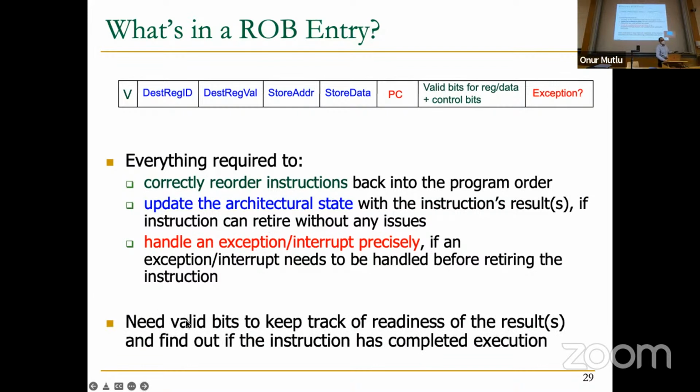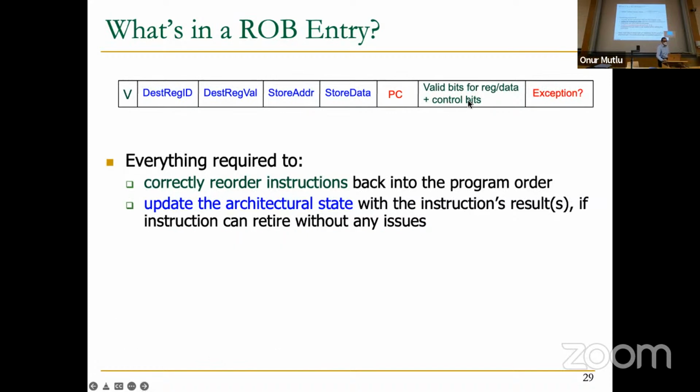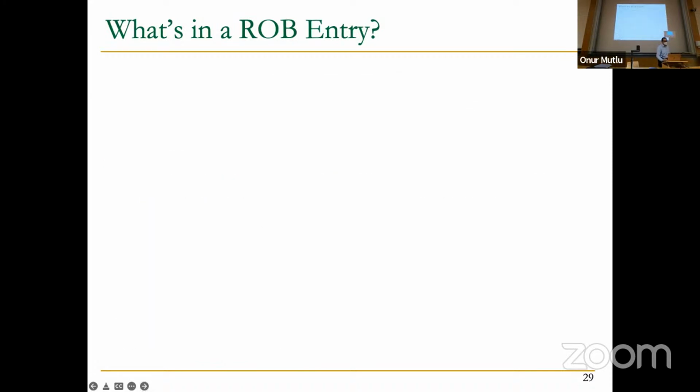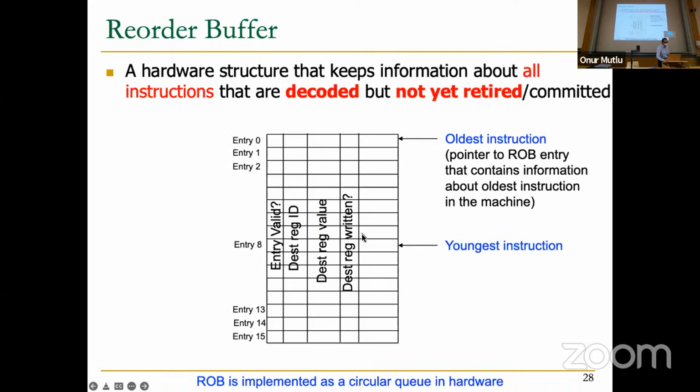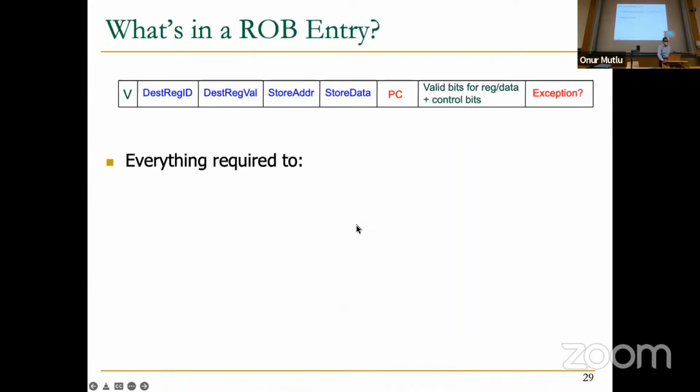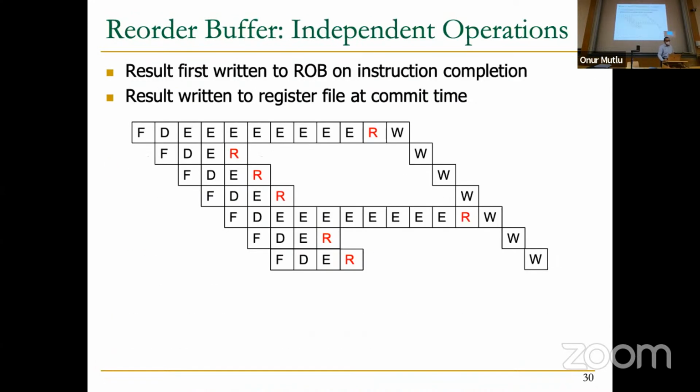Okay, so you need to have valid bits to keep track of readiness of the results and find out if the instruction has completed execution. These are basically these valid bits. And in our simplified example, that valid bit is the destination register written bit, whether the instruction has actually already written to the destination register. Okay, now let's take a look at an example.